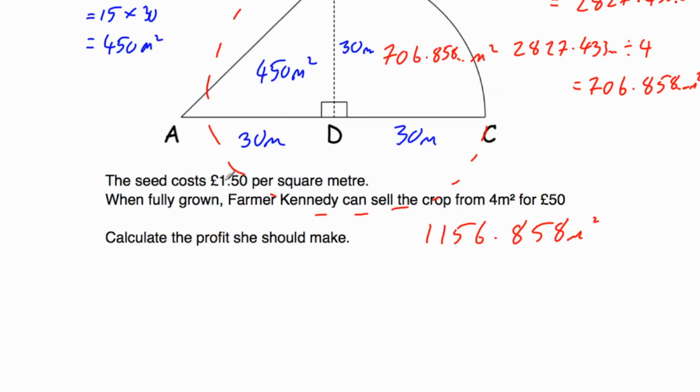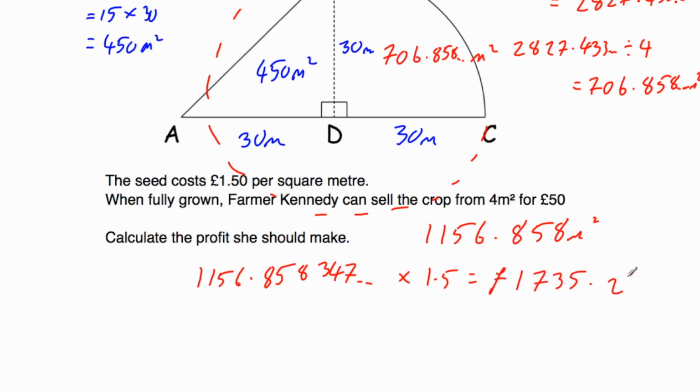Now we're told the seed costs £1.50 per square metre, so if we multiply this by £1.50, we will find the cost of the seed. 1,156.858347 and so on, multiplied by £1.50 gives us a cost of the seed of 1,735.287, so I'm going to write 0.29 pence. So it's going to cost £1,735 and 29 pence for the seed.